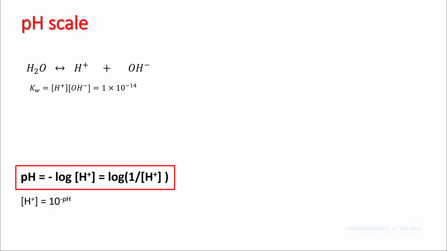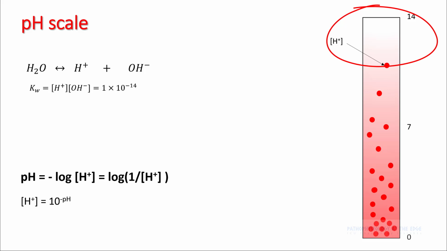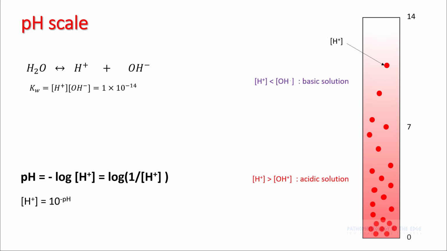pH is defined by negative log of hydrogen ion concentration. So if you have got high level of hydrogen ion concentration, your pH will be low, and if you have got no hydrogen ions, the pH will be pretty high. So if your H plus is less than OH minus, you have got a basic solution, and if you got H plus more than OH minus, it is an acidic solution. And if both are equal, it's a neutral solution.